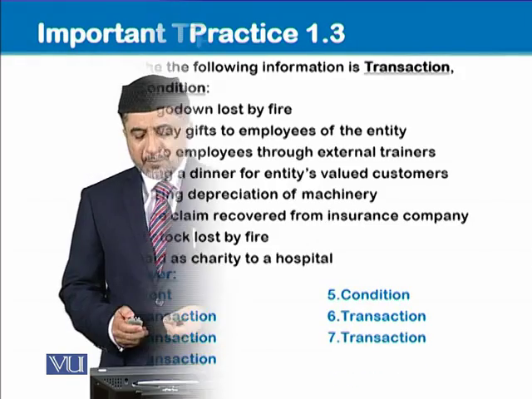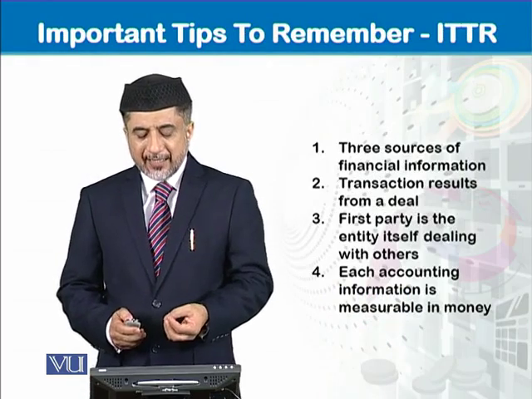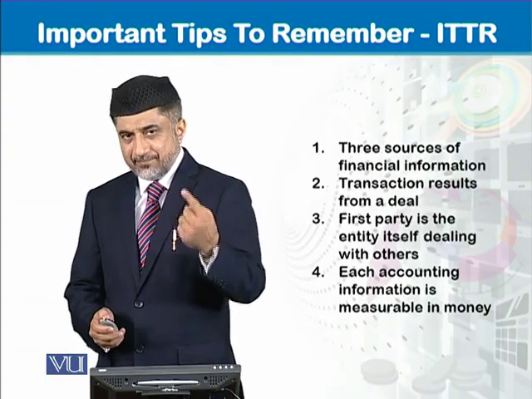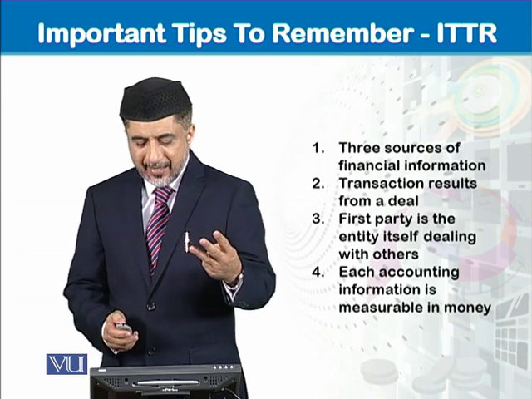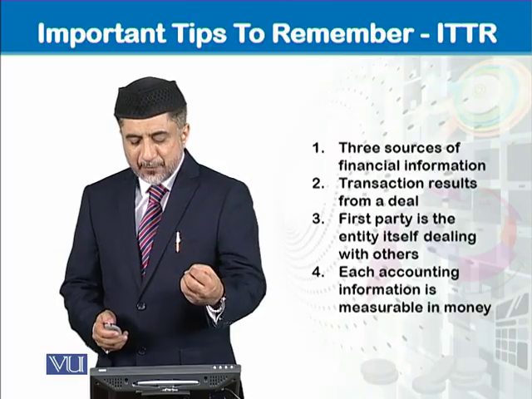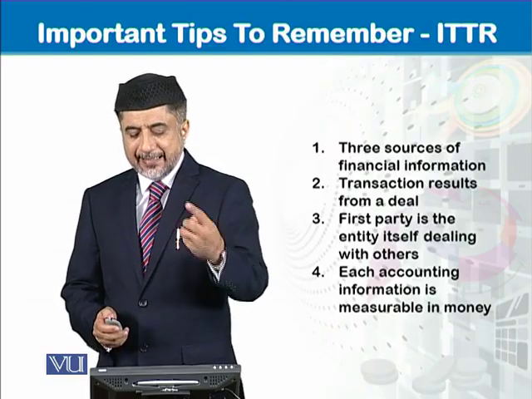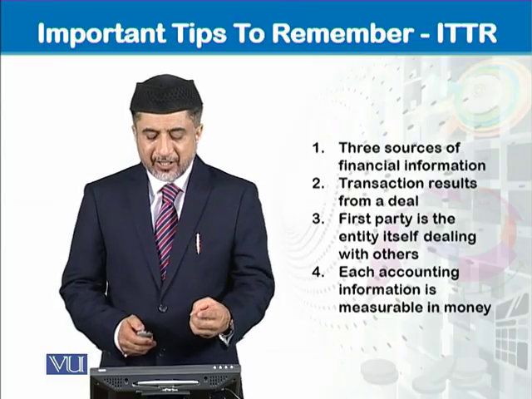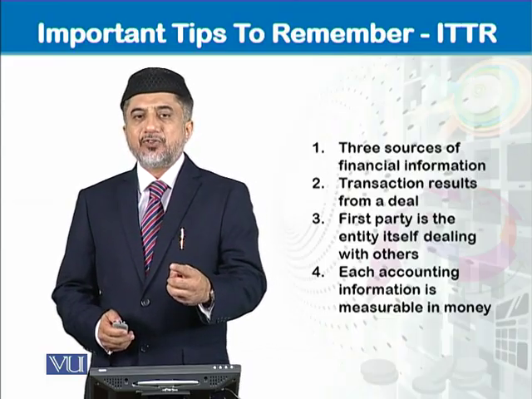So the important tips that we have to keep in mind: there are 3 sources of financial information: transaction, event, and condition. A transaction results from a deal. The first party is the entity itself dealing with others, and each accounting information is measurable in terms of money.